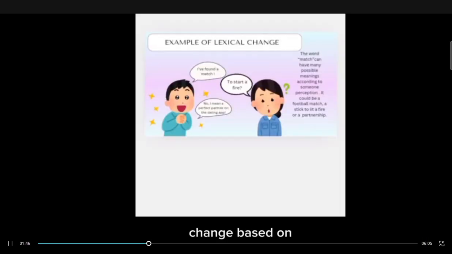Example of lexical ambiguity. Based on the conversation in this image, the word match can have many possible meanings according to someone's perception. It could be a football match, a stick to light a fire, or a partnership. In this conversation, the confusion arises because the word match has multiple meanings. When the boy says, "I found the match," the girl thinks he means the fire starting stick, but what the boy really means is he found a partner on a dating app.